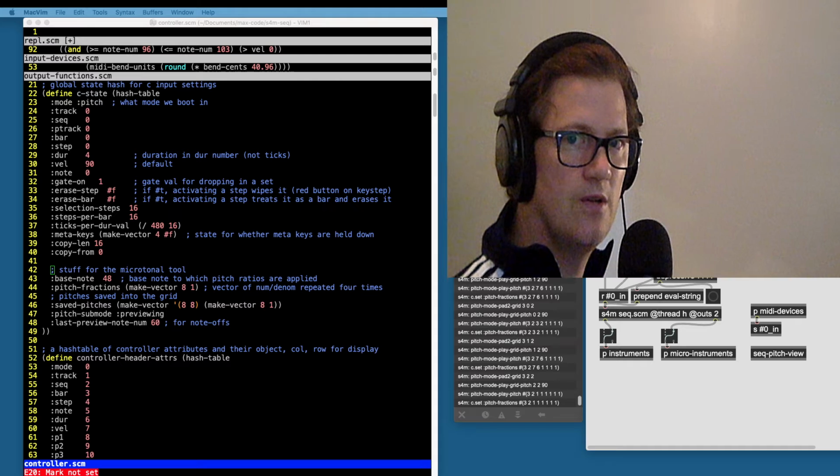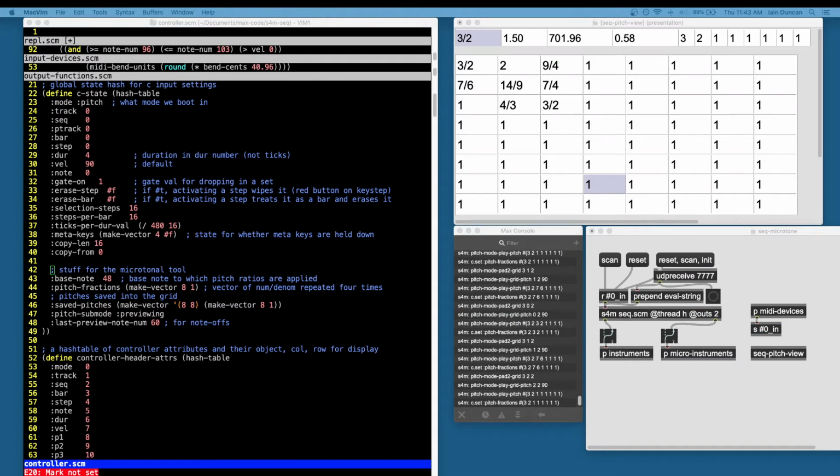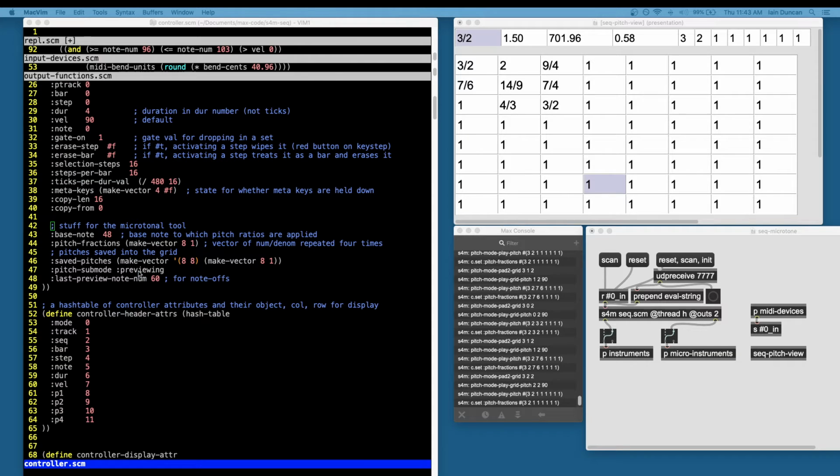My head is blocking the grid. I'll move the camera. I'll just turn it off. So the saved pitches is representing the grid here. And then we have state variables for pitch sub mode. That's saying, I was hitting those top buttons to say, am I in record mode, or am I in edit mode, or am I in preview mode?